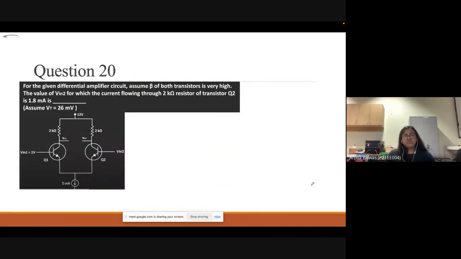So this is question number 20. For the given differential amplifier circuit, assume beta of both transistors is very high. The value of V input 2, for which the current flowing through this 2 kilo ohm resistor of transistor Q2 is 1.8 milliamps, what is the value of it? Assume VT is given as 26 millivolt. Please try to solve the question and tell me the answer.